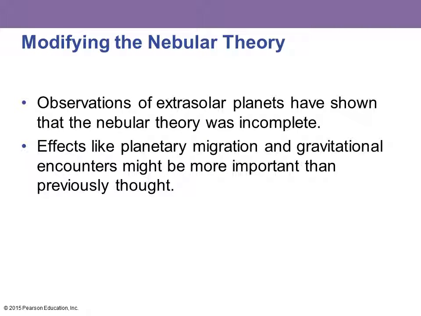So what about modifying the nebular theory? Well, observations of extrasolar planets have shown that the nebular theory is incomplete, and effects like planetary migration and gravitational encounters might be more important than previously thought, at least for other solar systems. For our solar system, not so important. But again, seeing these hot Jupiters so close to the star it orbits gives people some reason to think that there might be something else happening elsewhere in other solar systems.